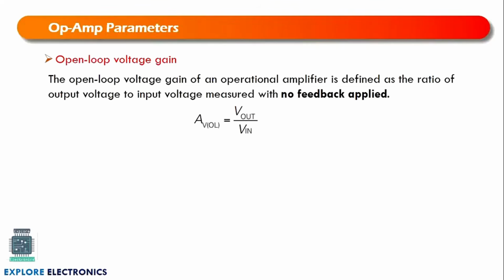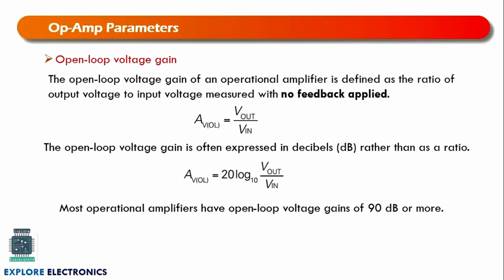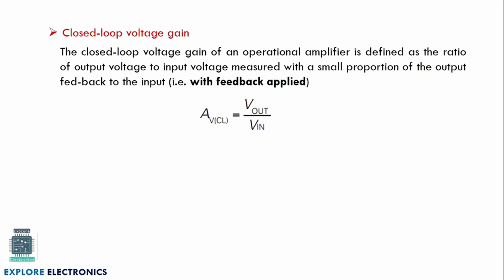When we say open loop voltage gain, there is no feedback applied in the circuit. And open loop voltage gain will be represented in decibels. Generally, gain will be represented in decibels. So, if we convert that voltage gain into decibels, we need to take 20 log of that ratio. If it is power gain, we need to take 10 log of that ratio. So, most of the op-amps will have a voltage gain when in the open loop condition of 90 dB or more.